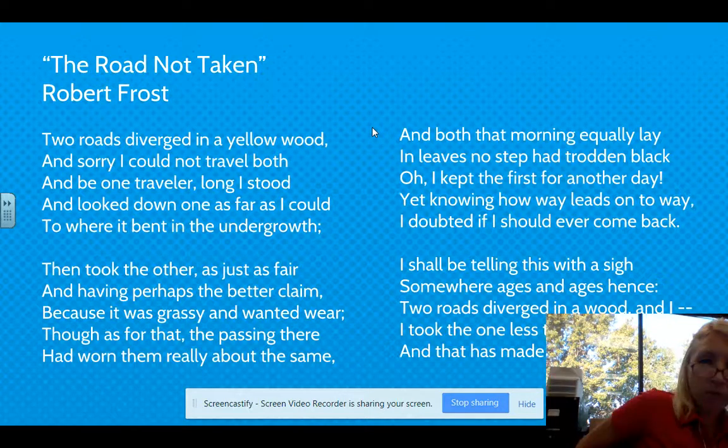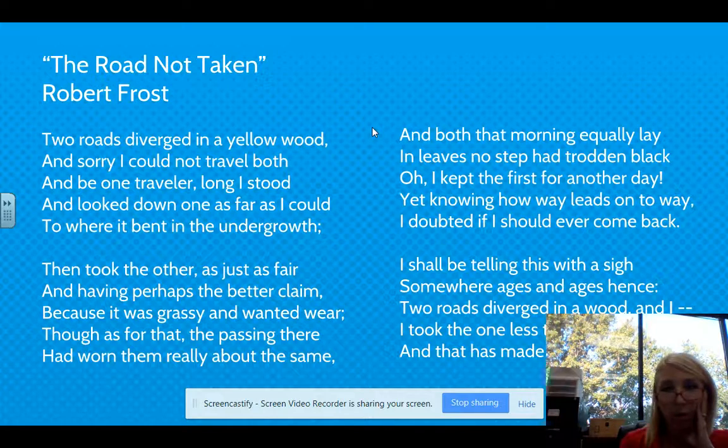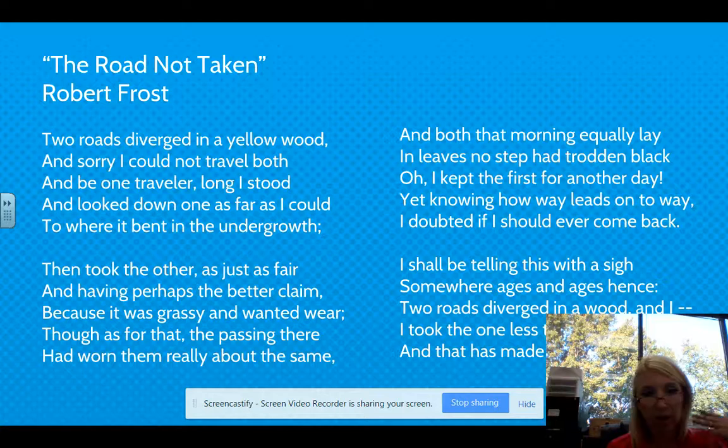So, for example, I bet you all are familiar with this poem, The Road Not Taken, and we are going to reread this in class and have a new perspective on it. But 2 roads diverged in a yellow wood, and sorry I could not travel both, and be one traveler long I stood, and looked down one as far as I could to where it bent in the undergrowth. Then took the other as just as fair, and having perhaps the better claim, because it was grassy and wanted wear, though as for that, the passing there had worn them really about the same. You hear it, right? It's got this rhythm, it's got this flow, and it has that end rhyme pattern.